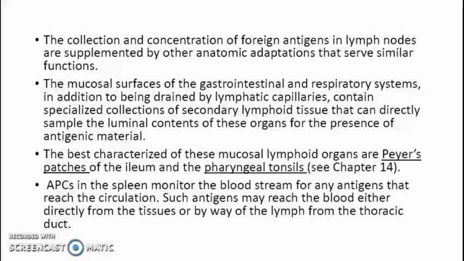Antigen-presenting cells in the spleen monitor the bloodstream for any antigens that reach the circulation. Such antigen may reach the blood either directly from the tissue or by way of the lymph from the thoracic ducts.